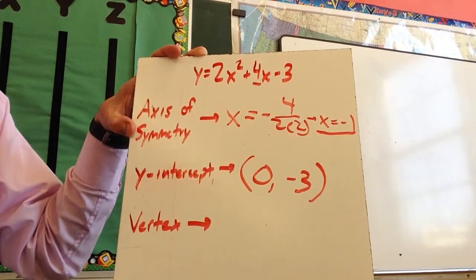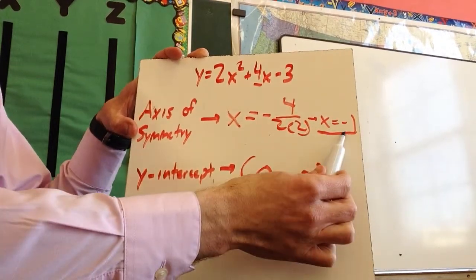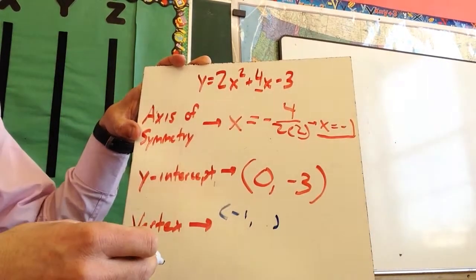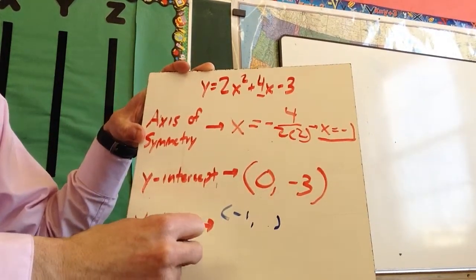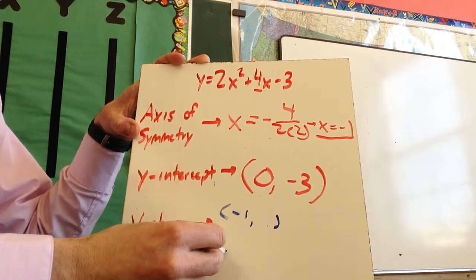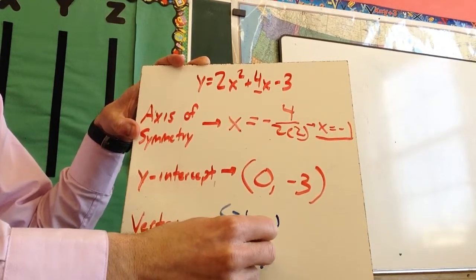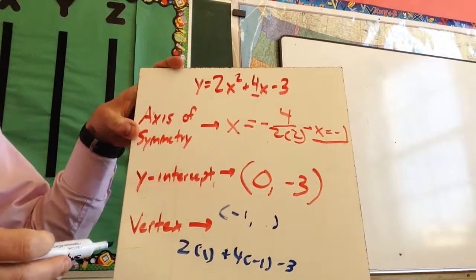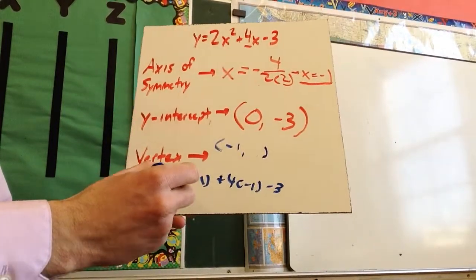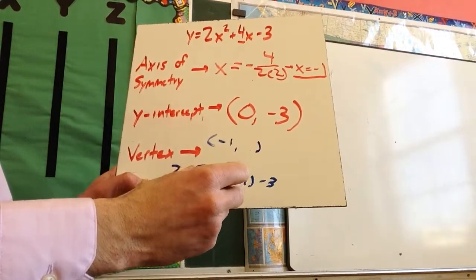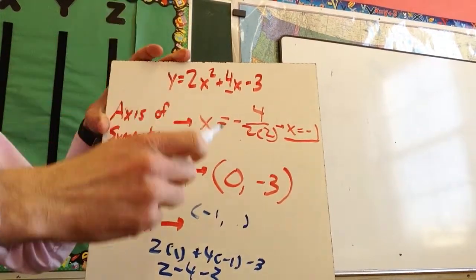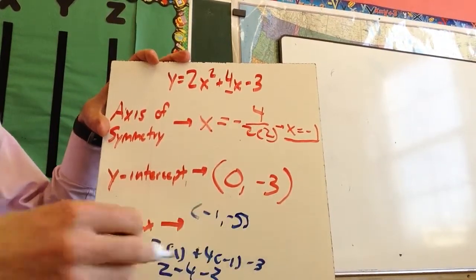And then to find the vertex, what I'm going to do is take this number. So my vertex I know is going to be at negative 1, comma something. I just don't know what that something is, so I'm going to take the negative 1 and substitute it in. So it's going to be 2 times negative 1 times negative 1 is 1, plus 4 times negative 1 minus 3. Okay, now I'm going to run out of room, so I'll lift it up a little bit. This is going to be 2 minus 4 minus 3. This is negative 2 minus 3, so this is going to give me negative 5. So my vertex is going to be at negative 1, comma, negative 5.